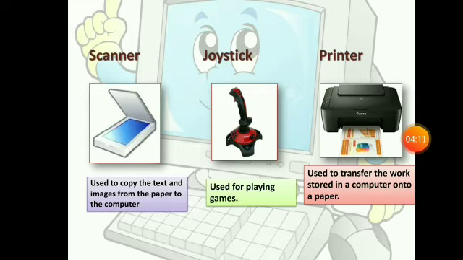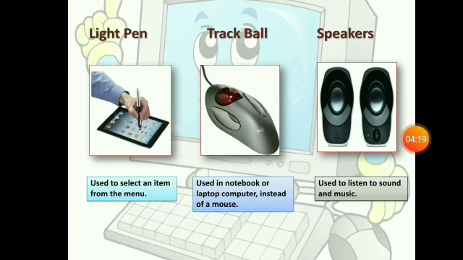Printer. A printer is used to transfer the work stored in a computer onto paper. Light pen. A light pen is also a pointing device which is similar to a pen. It is used to select an item from the menu. Trackball. Trackball is an input device that is mostly used in notebook or laptop computers. Instead of a mouse, it is like an upside down mouse.